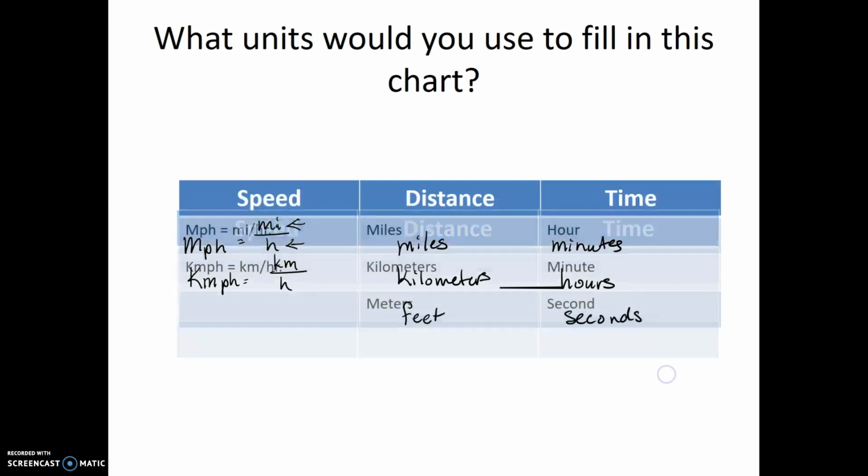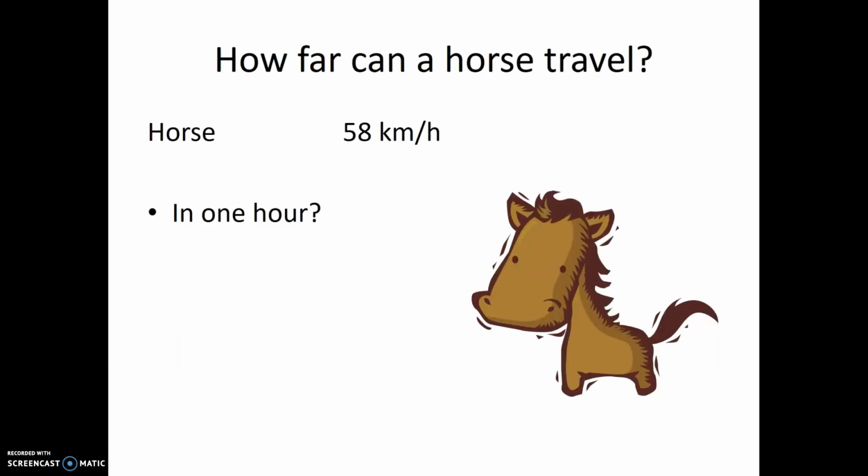All right, let's talk about some little animals for a second. How far can this horse travel in 1 hour? Here's my speed right here. It says that he can travel 58 kilometers per hour. So that means that in 1 hour, he could have traveled 58 kilometers. How about in 2 hours? If we're going to figure that out, we need to multiply it by 2, don't we?